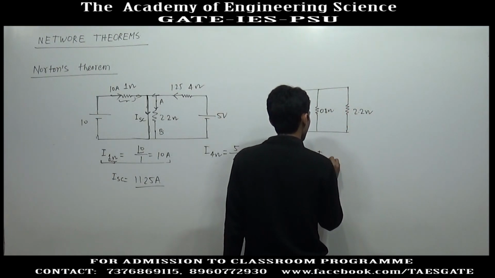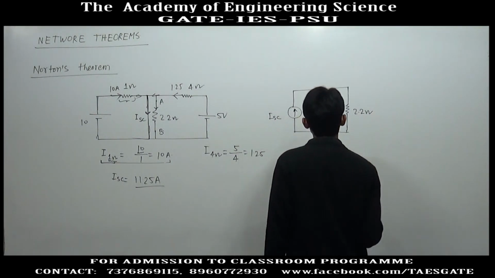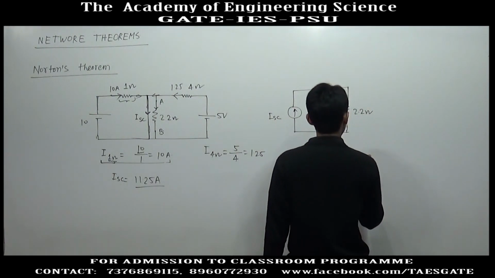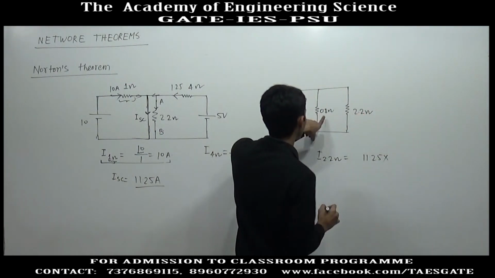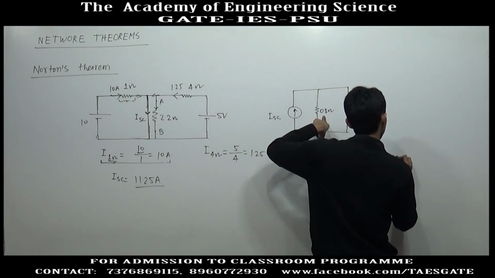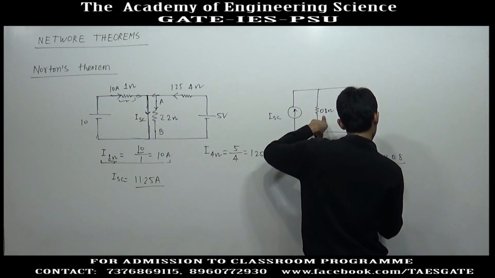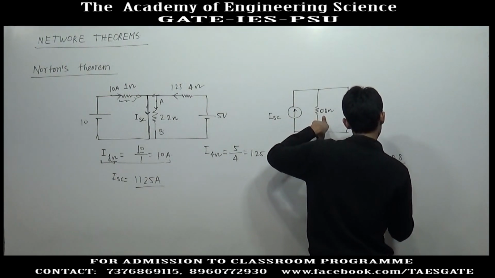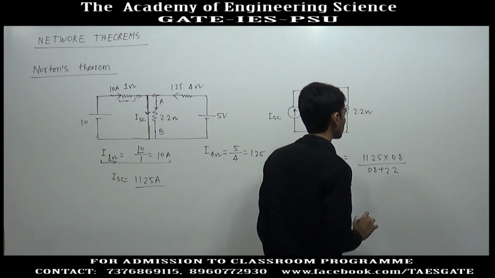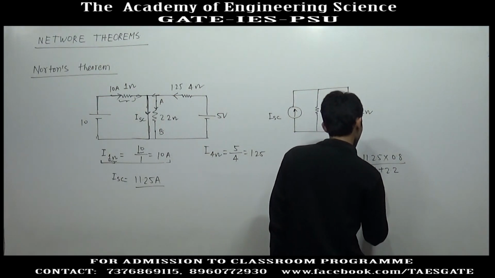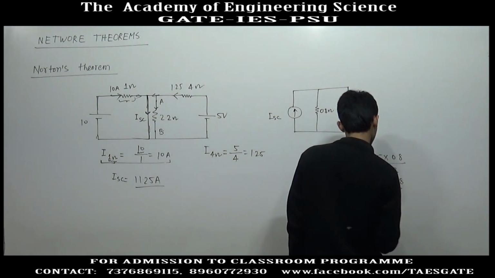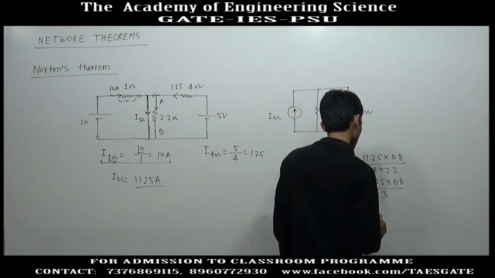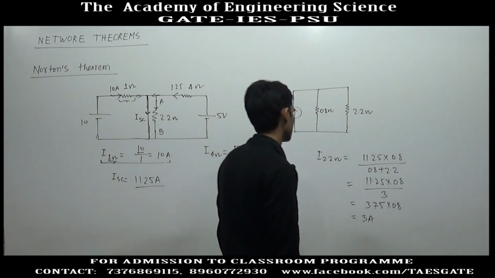So the current in the 2.2 ohm branch, from ISC, which is 11.25, into 0.8 divided by 0.8 plus 2.2. So this is 11.25 into 0.8 divided by 3. This is 3 ampere.